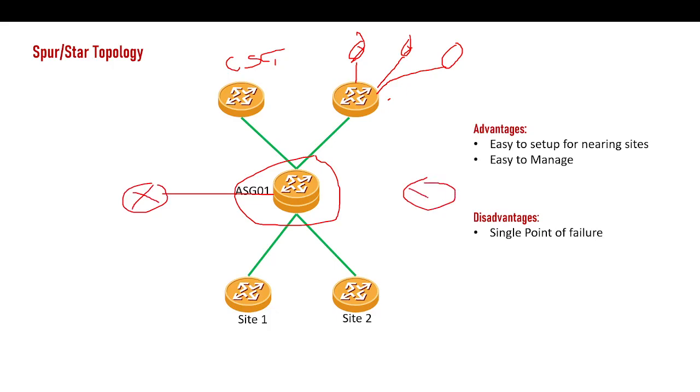It is very simple, very easy to set up. But the main disadvantage is that we have a single point of failure. You have all these nodes depending on this aggregation node. What happens when this node is faulty? When it fails, you end up being impacted. All these other nodes will be off. The services will be down. So we have a single point of failure with the star topology. But it's very easy to set up, especially when you have nearby sites, and easy to manage. That is the star topology.